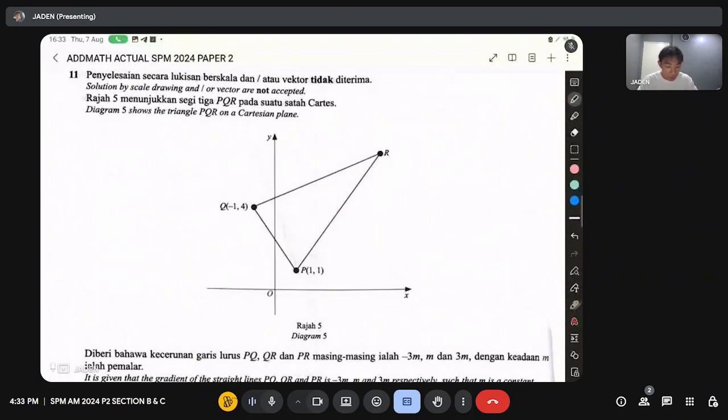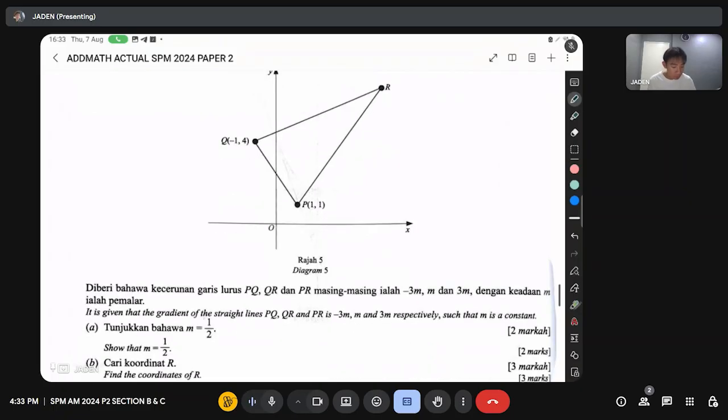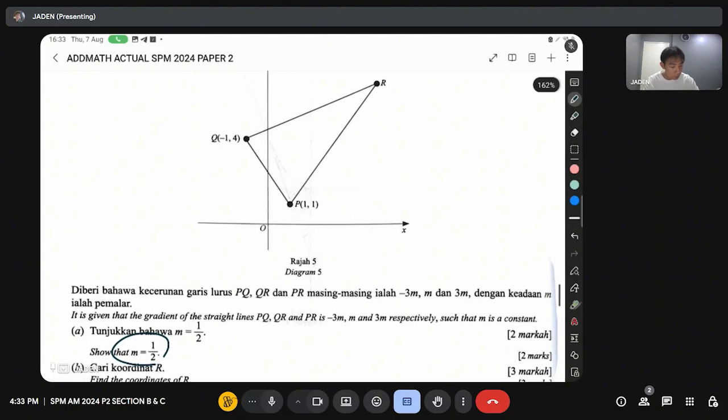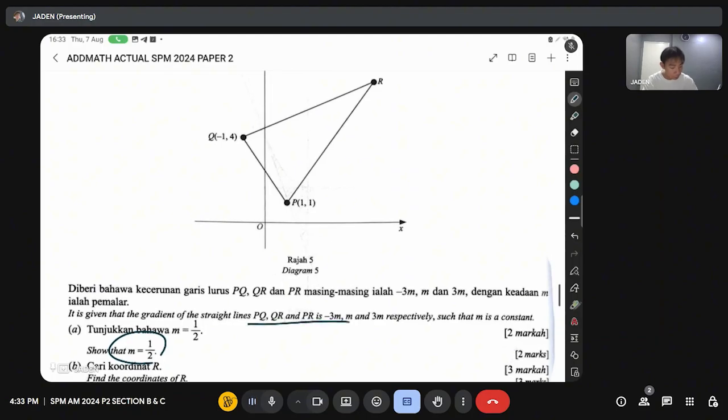Diagram 5 shows the triangle PQR on a Cartesian plane. It is given that the gradient of the straight lines PQ, QR, and PR is negative 3m, m, and 3m respectively, such that m is a constant. Show that m is 1 over 2. Okay, so it must have something to do with gradient. Let's try to list out these three first.